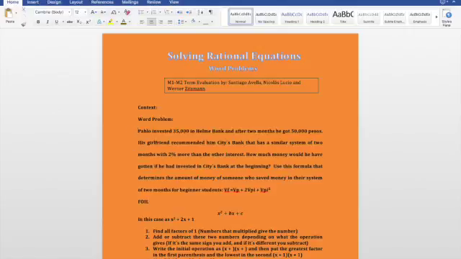So, the word problem is: Pablo invested 35,000 pesos in Home Bank, and after 2 months, he got 50,000 pesos. His girlfriend recommended Citibank, which has a similar system of 2 months with 2% more interest than the other. How much money would he have gotten if he had invested in Citibank at the beginning? We need to use this formula.